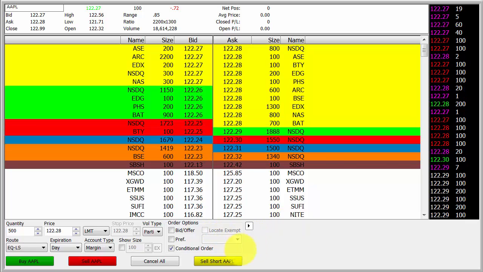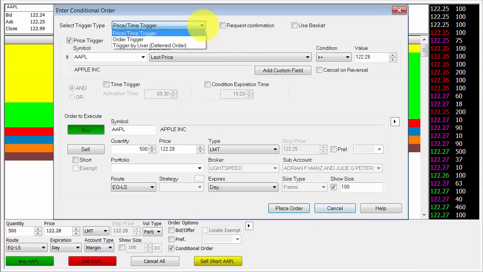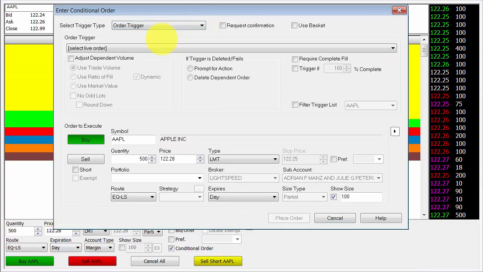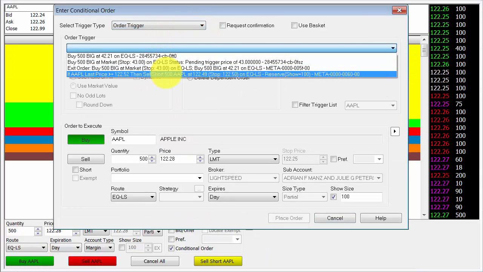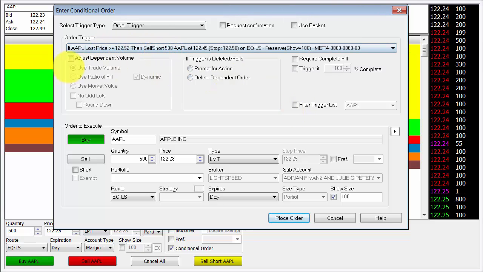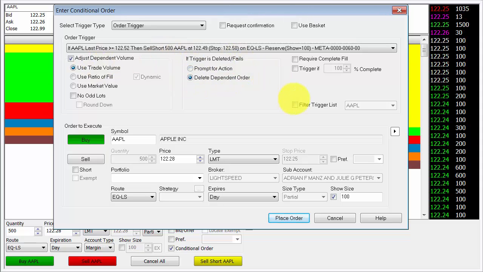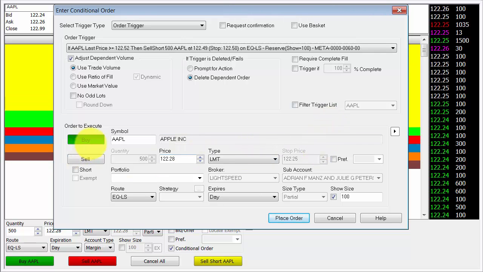Then we can set up the additional legs of this order to cover up that trade. Buy Apple. And in this case, we're going to use an order trigger. We're going to use that live order. If Apple is sold short, adjust the dependent volume, use the trade volume, delete the dependent order if the trigger had failed, and then we're going to say buy it for a profit, 122.27.